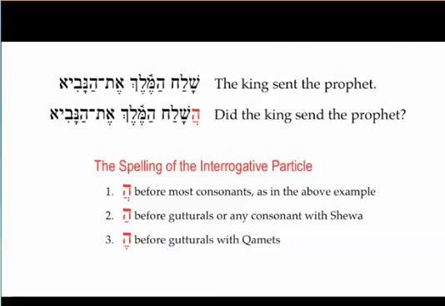A couple of items to note about the spelling of the interrogative particle. Look together with me on your screen. Number 1, before most consonants, the interrogative is spelled hey plus patach, and that would be the form that you would memorize as your vocabulary item. However, before gutturals or any consonant with a shva, it's going to be spelled as hey with a regular patach, not the hatef patach. And finally, number 3, before gutturals with a qamets, the interrogative particle is going to be spelled with segol, and we learned that as the irregular segol in the chapter on the definite article.